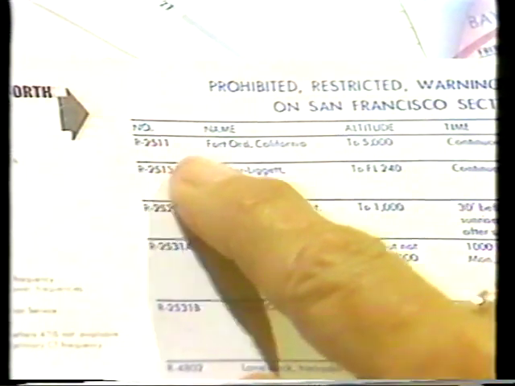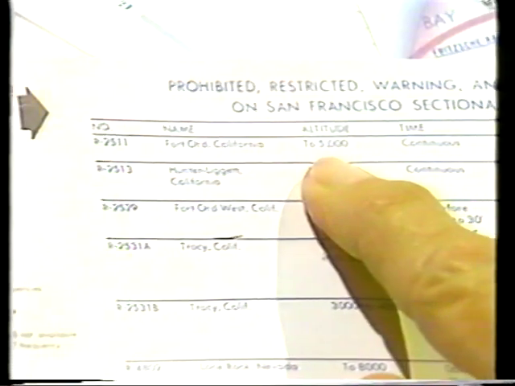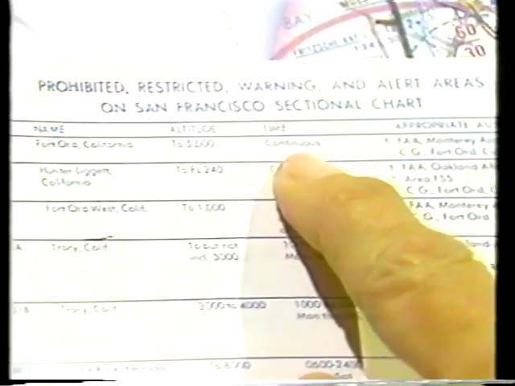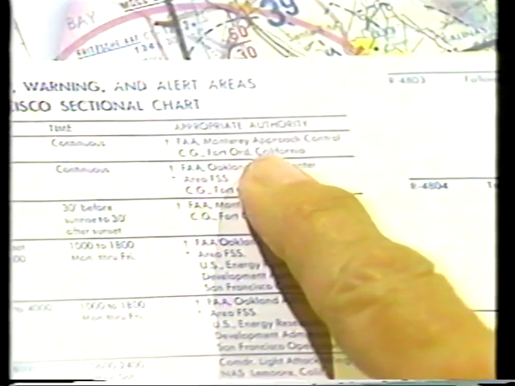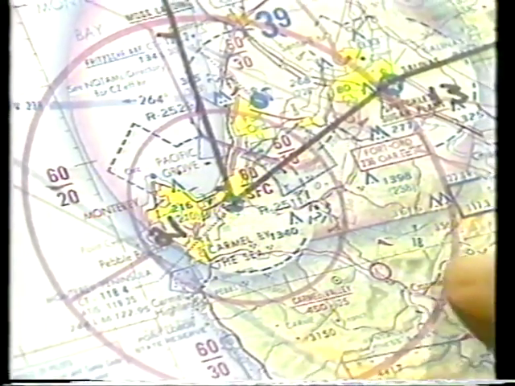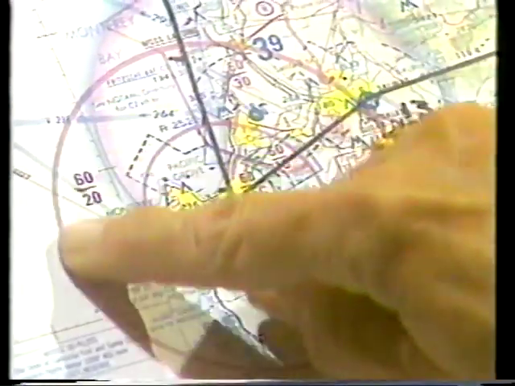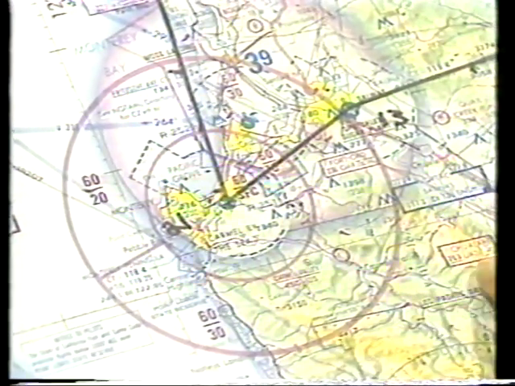R2511 is at Fort Ord and is restricted up to 5,000 feet continuously. The controlling authority is the same, Monterey Approach Control. Since both of these areas are in the Monterey TRSA, the terminal radar service area, we will be in contact with air traffic control prior to entering both areas. There are no other restricted areas on this course. Our only other concern will be to stay below the San Francisco TCA on return to San Carlos.